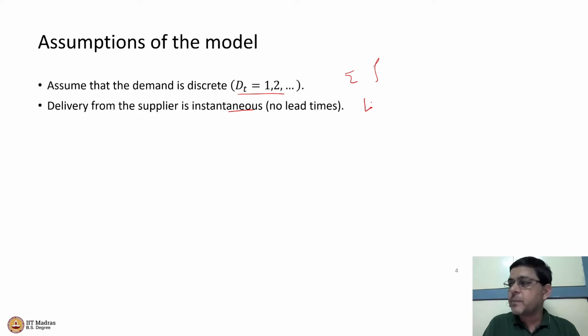Here the problem is much more complicated than what it was in the dynamic deterministic case, because now I don't know what the demand is going to be in the T plus Lth time period, but I'm going to receive the order that I am placing now only in the T plus Lth time period, right? So all those complications will have to be solved. Therefore, since we are describing the problem first, let us not get into those complications, and let us say that as soon as the order is placed, the shipment is received instantaneously, right?